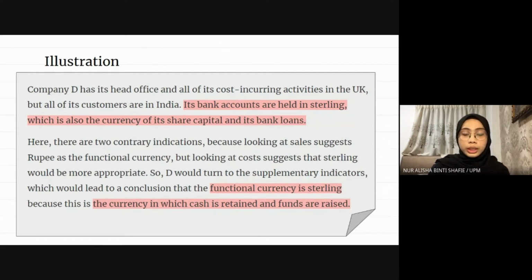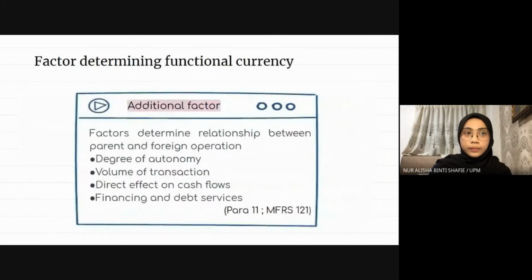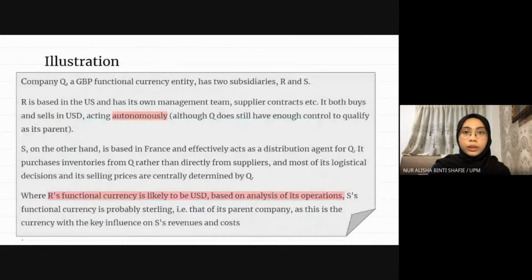So for this question, we turn to the supplementary indicator, which will lead to the conclusion that the functional currency is sterling because this is the currency in which cash is retained and funds are raised. The next slide is about additional factors to determine the relationship between parent and foreign operations: degree of autonomy, volume of transactions, degree of effect on cash flow, and debt services.